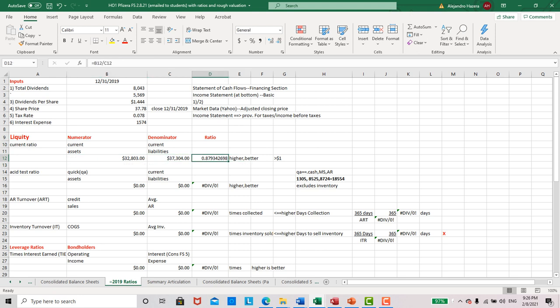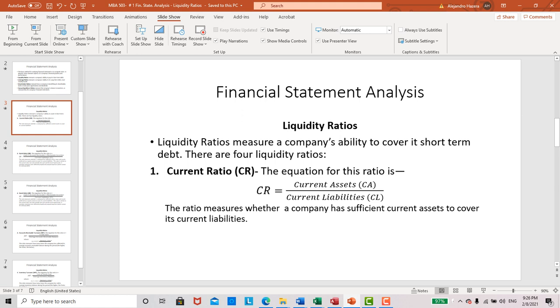The higher this ratio, the better, because that makes you more liquid, and you usually want it to be greater than 1. Would this be something to panic about because it's under $1? No, not for a company this size. Okay, next ratio. Back to the PowerPoint here.